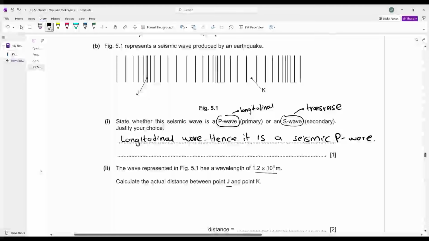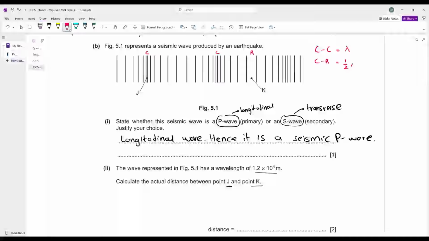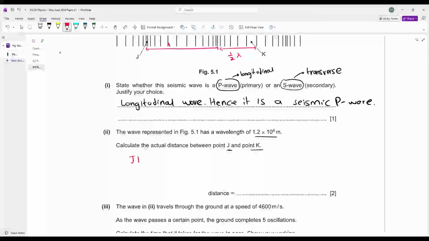The wave represented in figure 5.1 has a wavelength of this. You have to calculate the actual distance between J and K. Very easy. This is compression, this is compression, this is rarefaction. For a longitudinal wave, the distance between two compressions is lambda. The distance between compression and rarefaction is half lambda. So the total distance between J and K is lambda plus half lambda, which comes out to be 3 over 2 lambda.